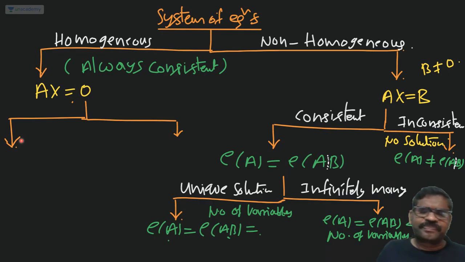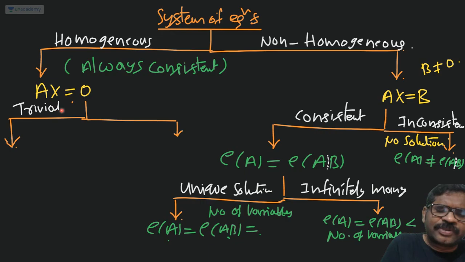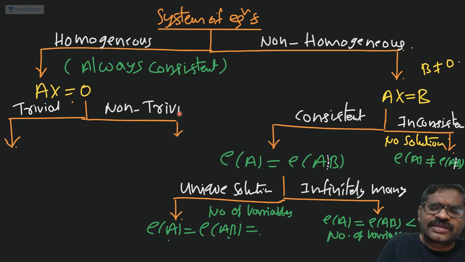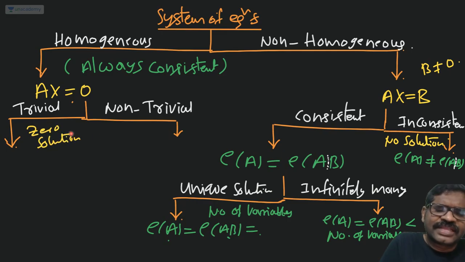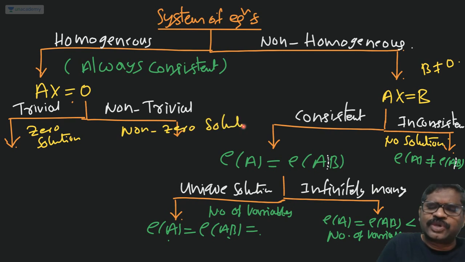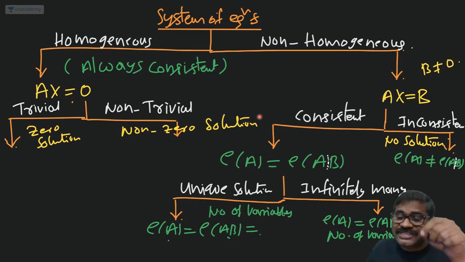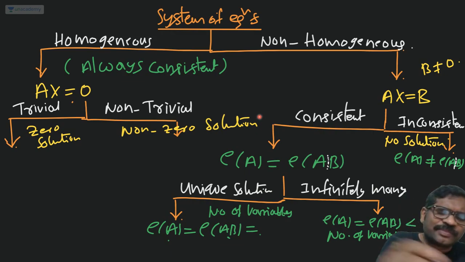Observe here. If the system is homogeneous, it has two possibilities. Either it possesses a trivial solution or a non-trivial solution. Trivial means zero solution. Non-trivial means non-zero solution. Sir, when does it possess a non-zero solution? Very simple.